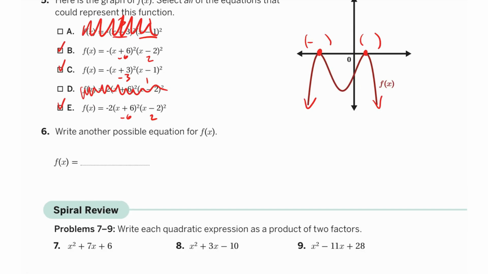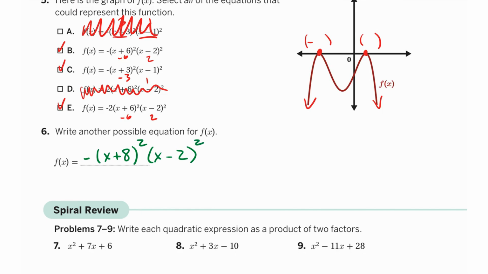For number 6, it asks us to write another equation for f of x. And again, it could be a lot of things. The main things that I need here are the fact that it's negative. I also need that I'm going to do the negative intercept to be larger. So let's say 8, and then that's going to be squared still because it's bouncing off. And then one of them has to have a positive intercept, like let's say 2. And that still has to be squared because it's bouncing off as well.